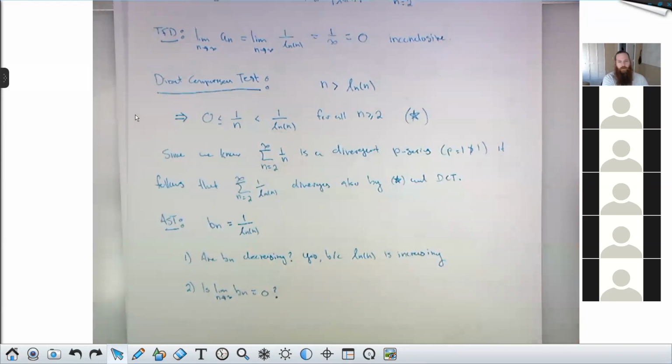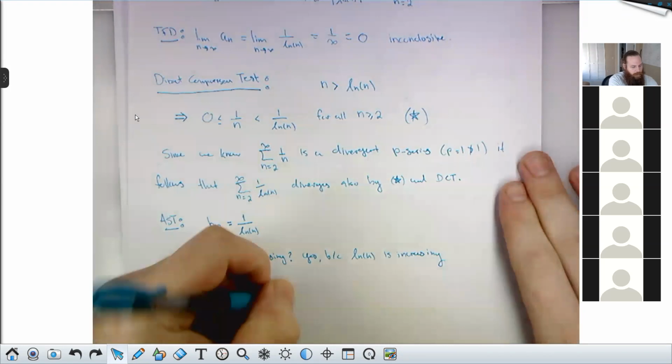Again, this comes from thinking about the graph, right? Picture the graph of ln x. It's always going uphill, never turns around and goes downhill. So natural log n, the sequence stuck along that graph, has to be an increasing sequence. So its reciprocal has to be a decreasing sequence.